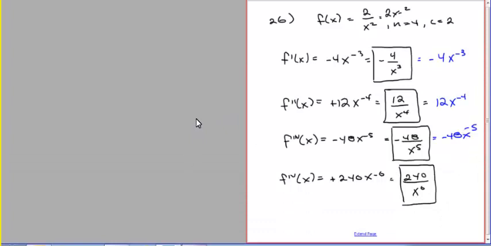So we're going to 26, which is a Taylor series. So we have four derivatives. We're going to take it around x equals 2 instead of x equals 0. So we start off with our original function. I rewrite it as 2 times x to the minus 2 power, so I can take the derivative.